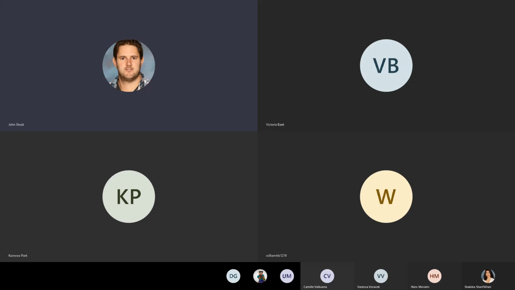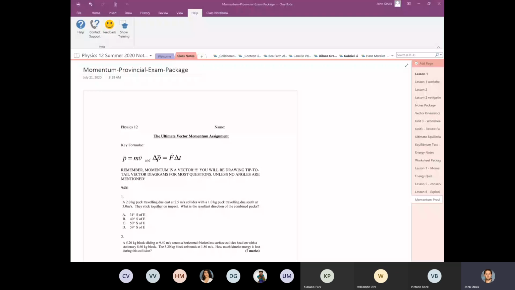Worksheet question, whatever, and then I'll look for it and we'll go over it. So any questions? And you can try your mic and see if it works. Hopefully it does. No questions for momentum for the test?